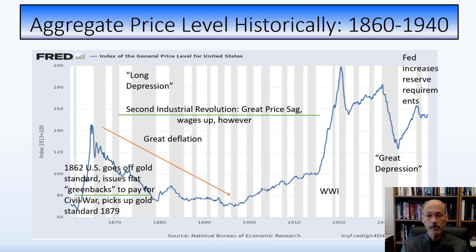Now, let's look closely at the graph. It starts off in 1860, around the Civil War time. So as you're going to hear again and again in this video, and as you go through the course, when the government goes into war, in the U.S. government, and this even applies to European governments, they need to issue money to pay for it. They don't have enough money.